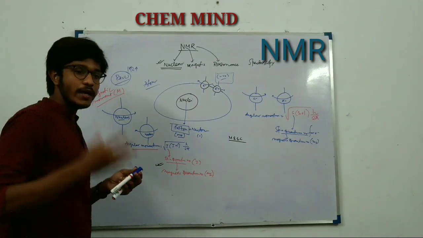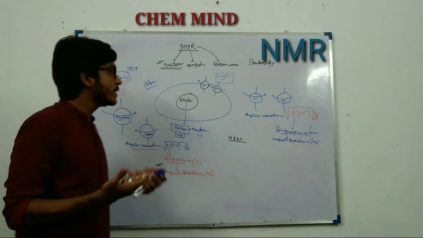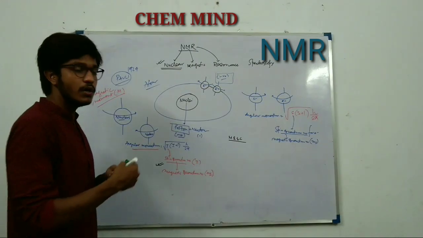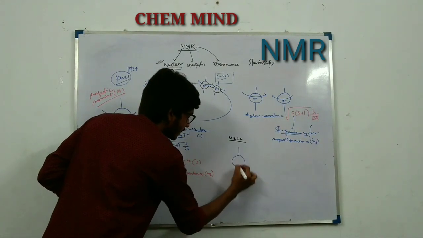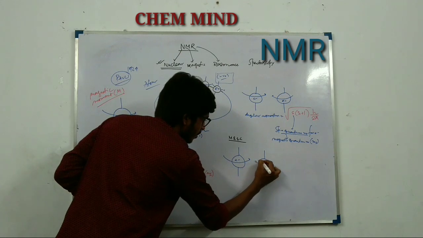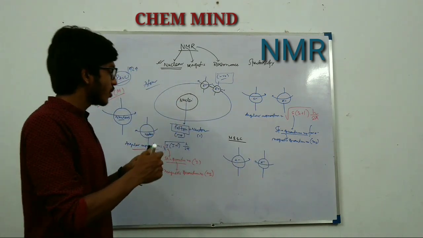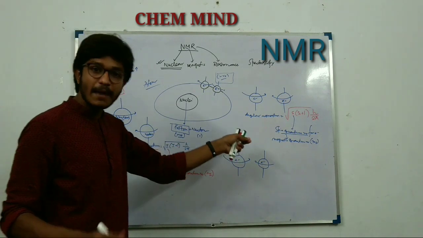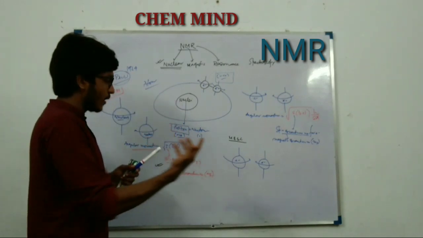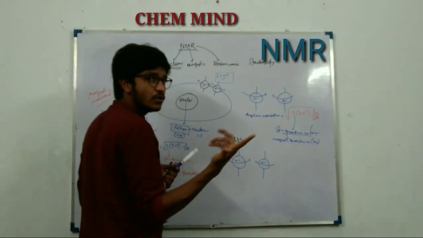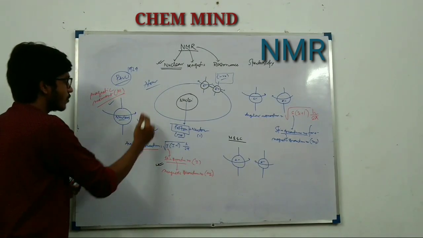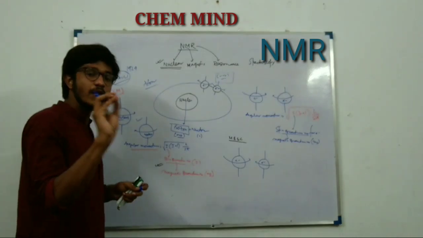What happens when any charge is moving? Obviously there is a production of a magnetic field. So here also, if the electron is rotating like this direction or like this direction, there should be a formation of the magnetic field. So if the electron is rotating, a magnetic field is produced. So why not for the nucleus? Obviously, for that particular nucleus, there is also a production of the magnetic field.